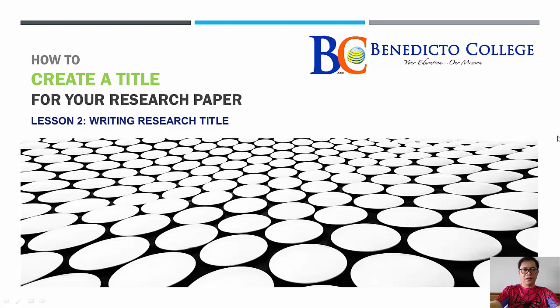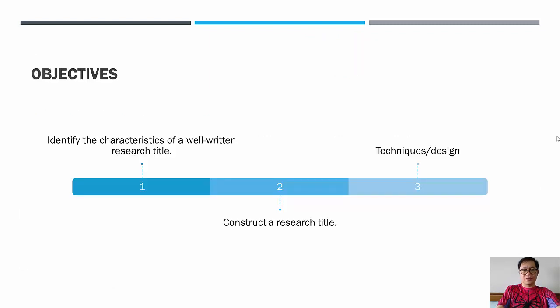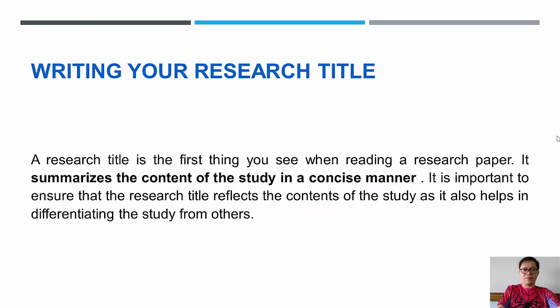So good morning. We're going to discuss how to create a title for your research paper. This is lesson 2 on your practical research, writing a research title. Good morning and let's start. Our objectives for this lesson are: number 1, identify the characteristics of a well-written research title; number 2, construct a research title; and number 3, techniques in designing a research title.